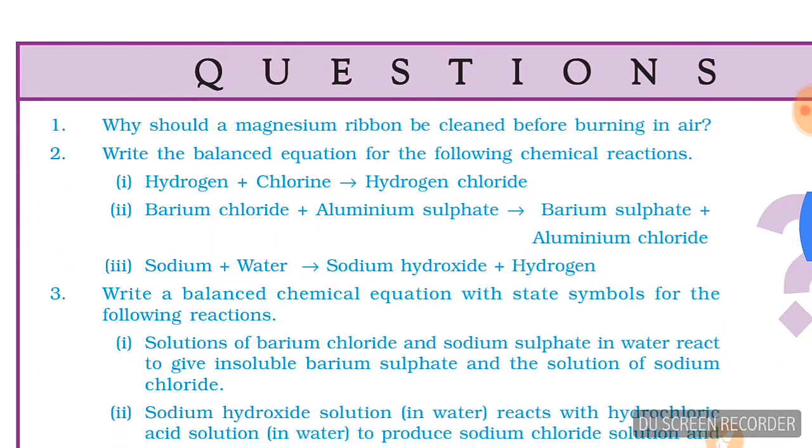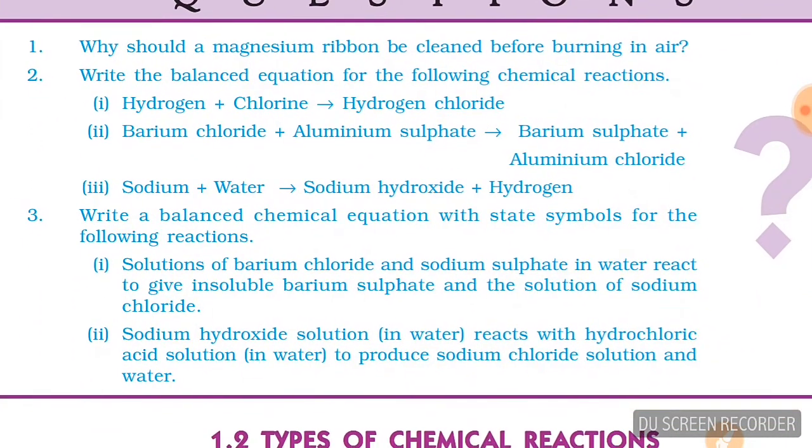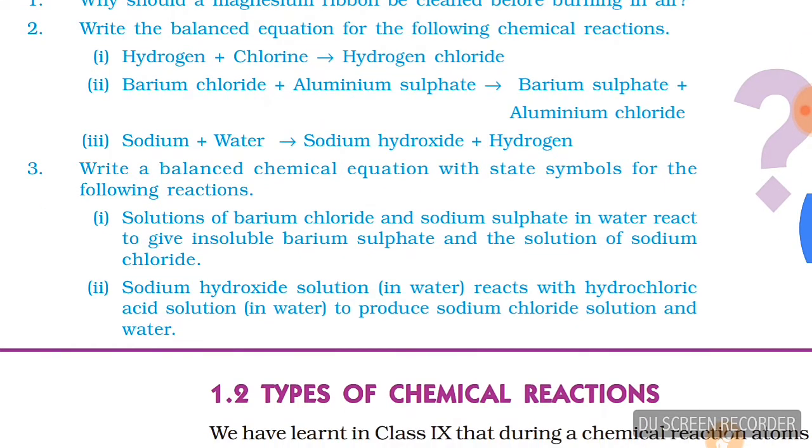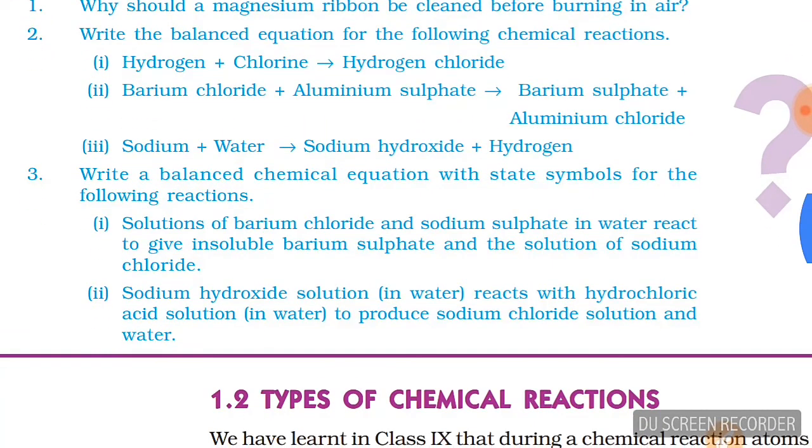Then we will move towards some questions which are given here. See, the first question is why magnesium ribbon is cleaned. This all I have already explained. क्यों clean किया गया था? क्योंकि वो मैग्नीशियम ऑक्सीजन के साथ रिएक्ट कर लेता है और मैग्नीशियम ऑक्साइड की अपने ऊपर लेयर बना देता है. तो उस लेयर को रिमूव करने के लिए हमने उसको रब किया था.